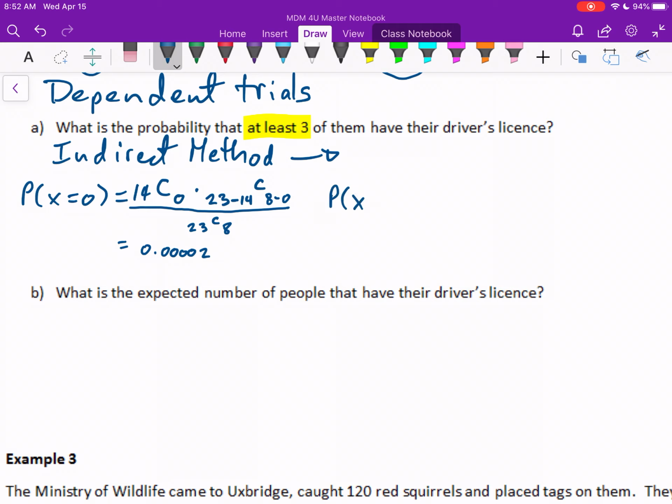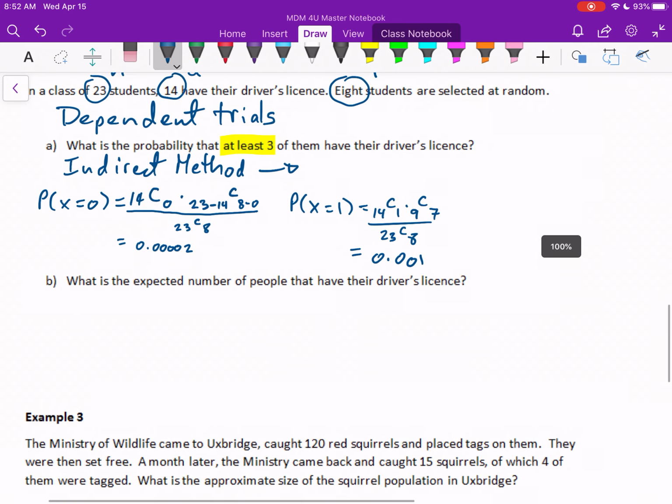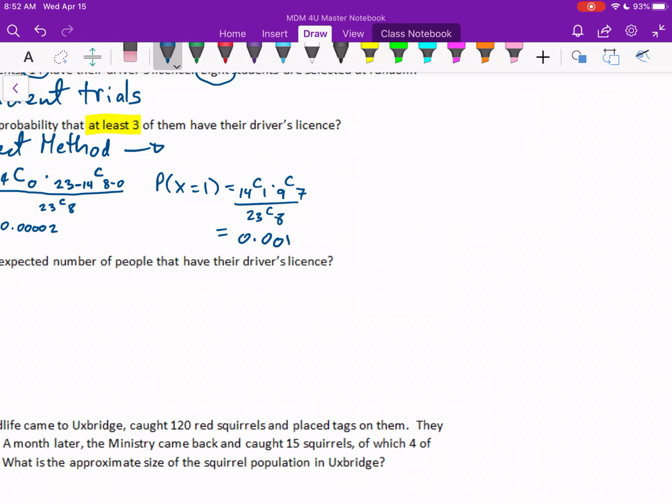Then I have to do it for P at x equals 1. So now it's 14 choose 1 times 9, right? 23 minus 14, choose 7, 8 minus 1, over 23 choose 8. That one works out to be 0.001. A little bit more likely, still only 0.1%, 1 in 1,000.